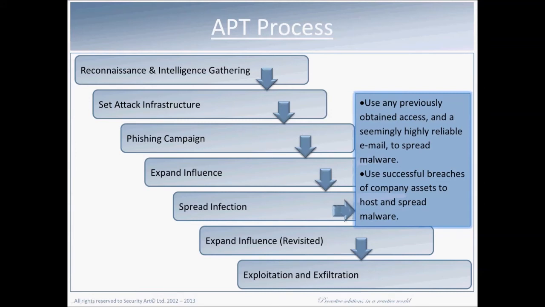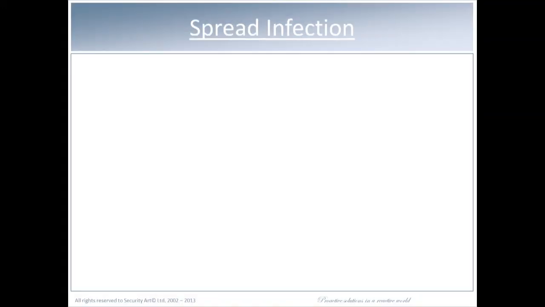We use any previously obtained access and authority, and a seemingly highly reliable email to spread malware within the organization. We use any successful breaches of company assets to host and spread more malware. There were numerous methods we could have taken to spread our infection. We could have entrenched ourselves within the applications we had access to and monitored the organization. Or we could have used any of the numerous email accounts we now had access to in order to abuse trust and further our influence.